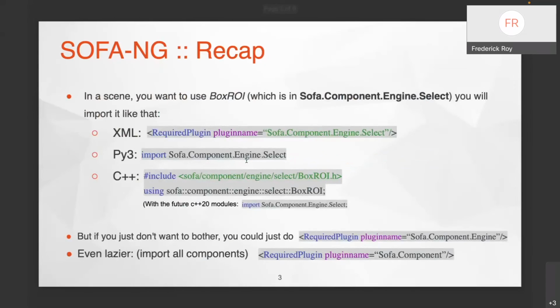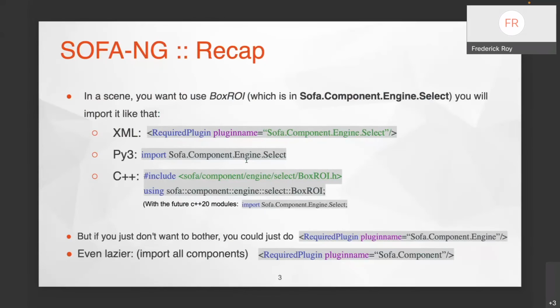So just a brief recap of what we will be able to do with SOFA-NG, what we wanted to achieve. Actually, it was to have the same syntax for the same place for all the syntaxes we are using in SOFA, so in XML, Python 3, C++, and maybe something else. So how we sorted the components is according to their nature and their features.